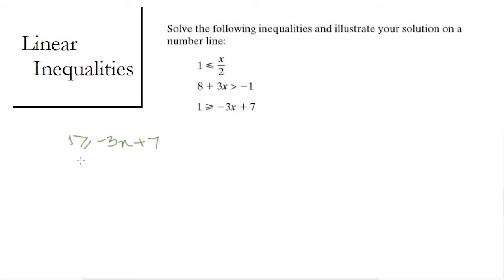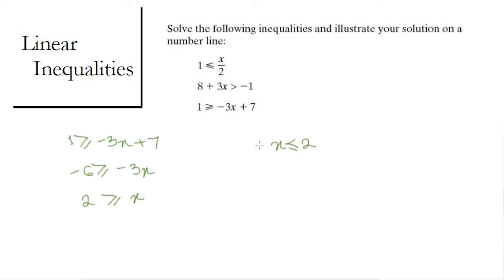If 1 is greater than or equal to negative 3x plus 7, then negative 6 is greater than or equal to negative 3x, because we can subtract 7 from both sides of the inequality and still have this side be greater than the other side. Now I can go ahead and divide by negative 3, so I end up with 2 is greater than or equal to x. So that means x has to be less than or equal to 2 for this inequality to be satisfied.